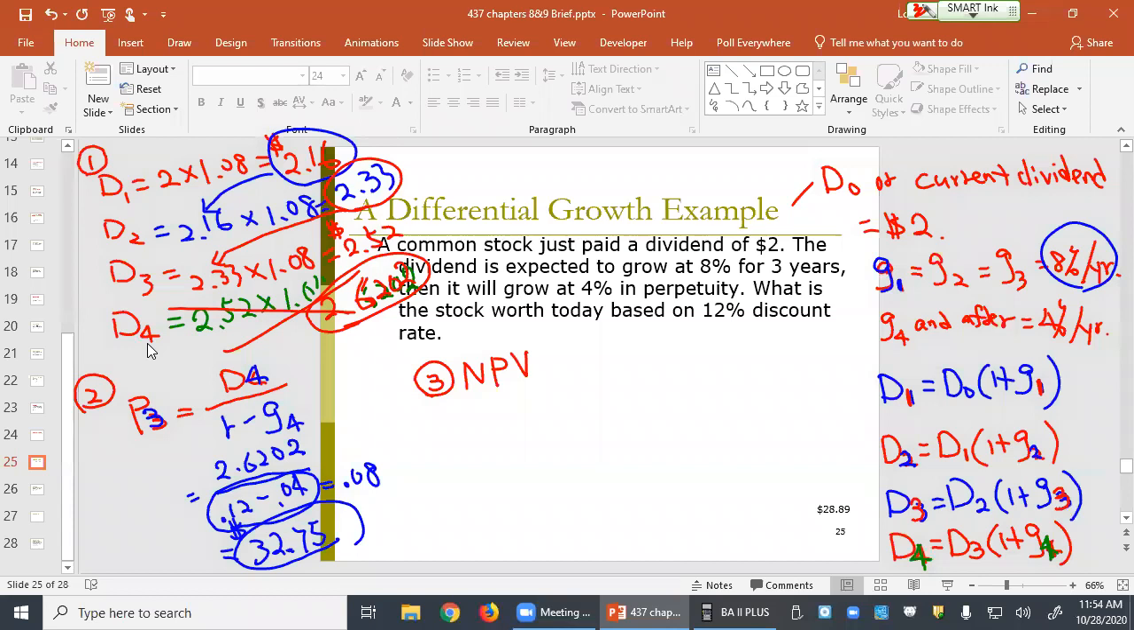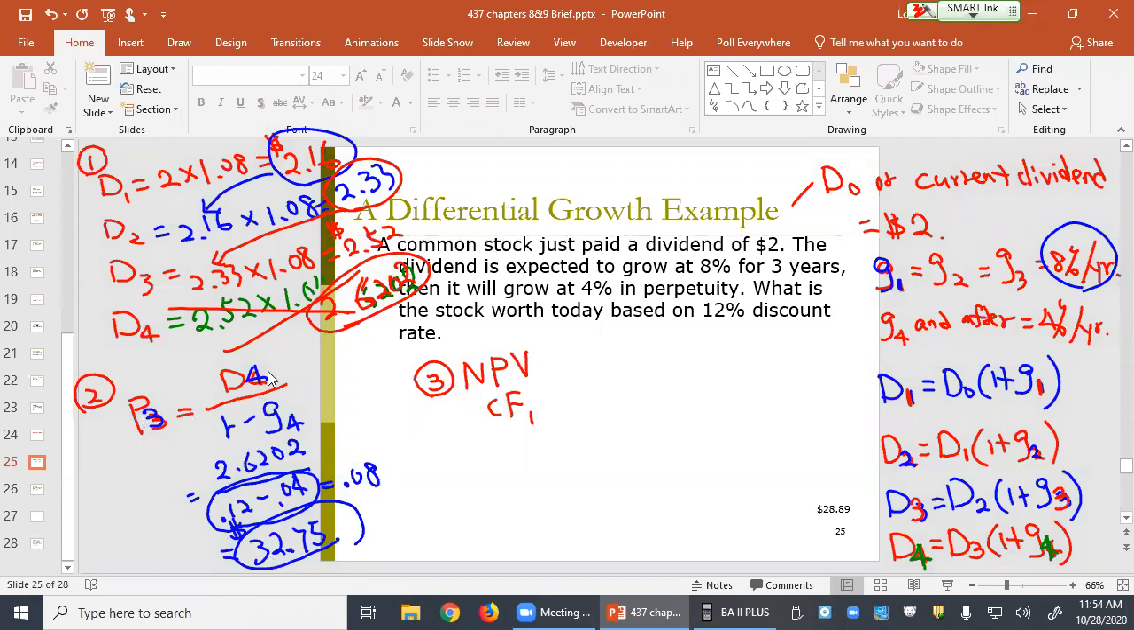Well, we did not waste any time. This is the most efficient way to solve for the P0. We had to calculate for D4 so that we can plug in the D4 in step 2 to find the P3, okay? So we did not waste any time. But when we find the NPV, we need to recognize that in step 2, once we sell the stock at $32.75 in year 3, that's the end of the cash flows. We don't have any other relevant cash flow after that.